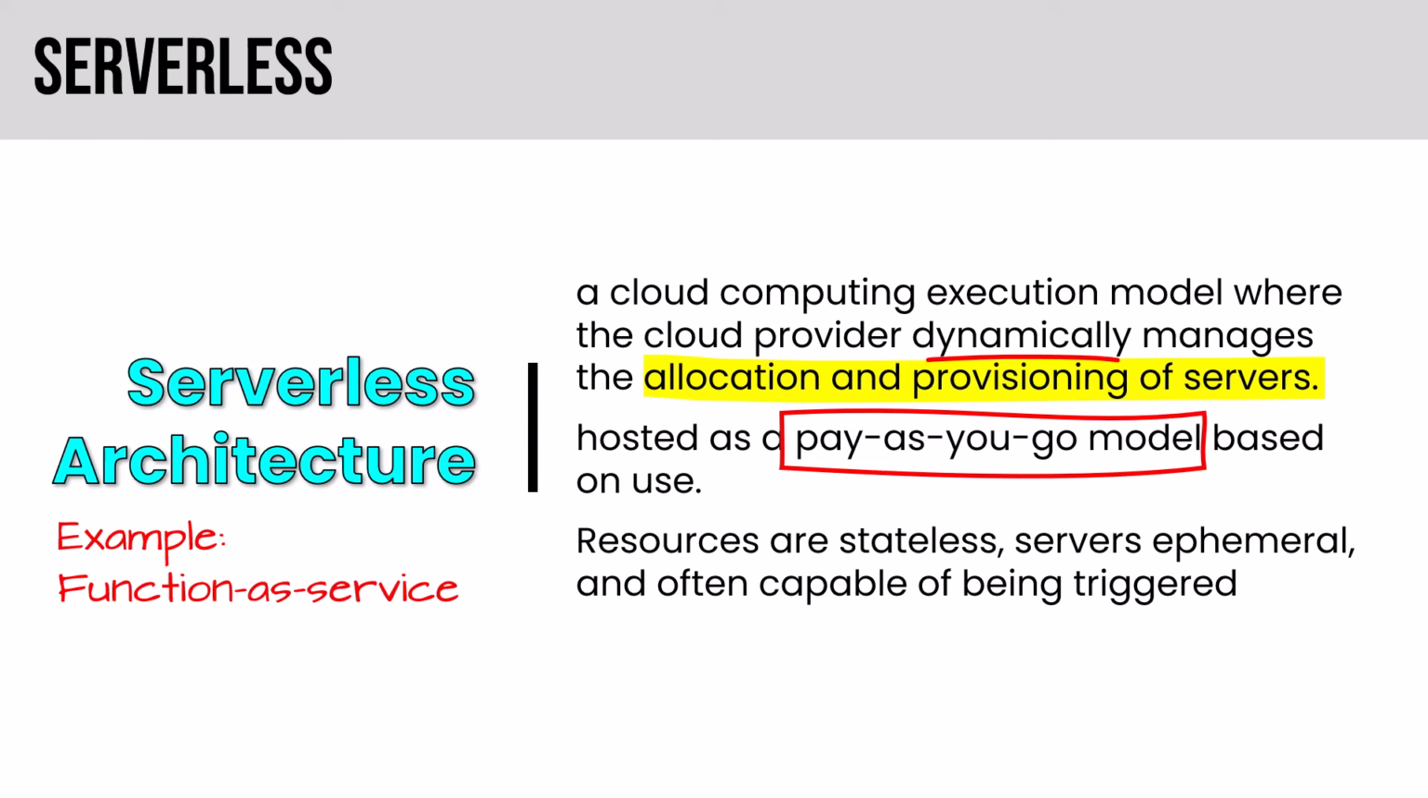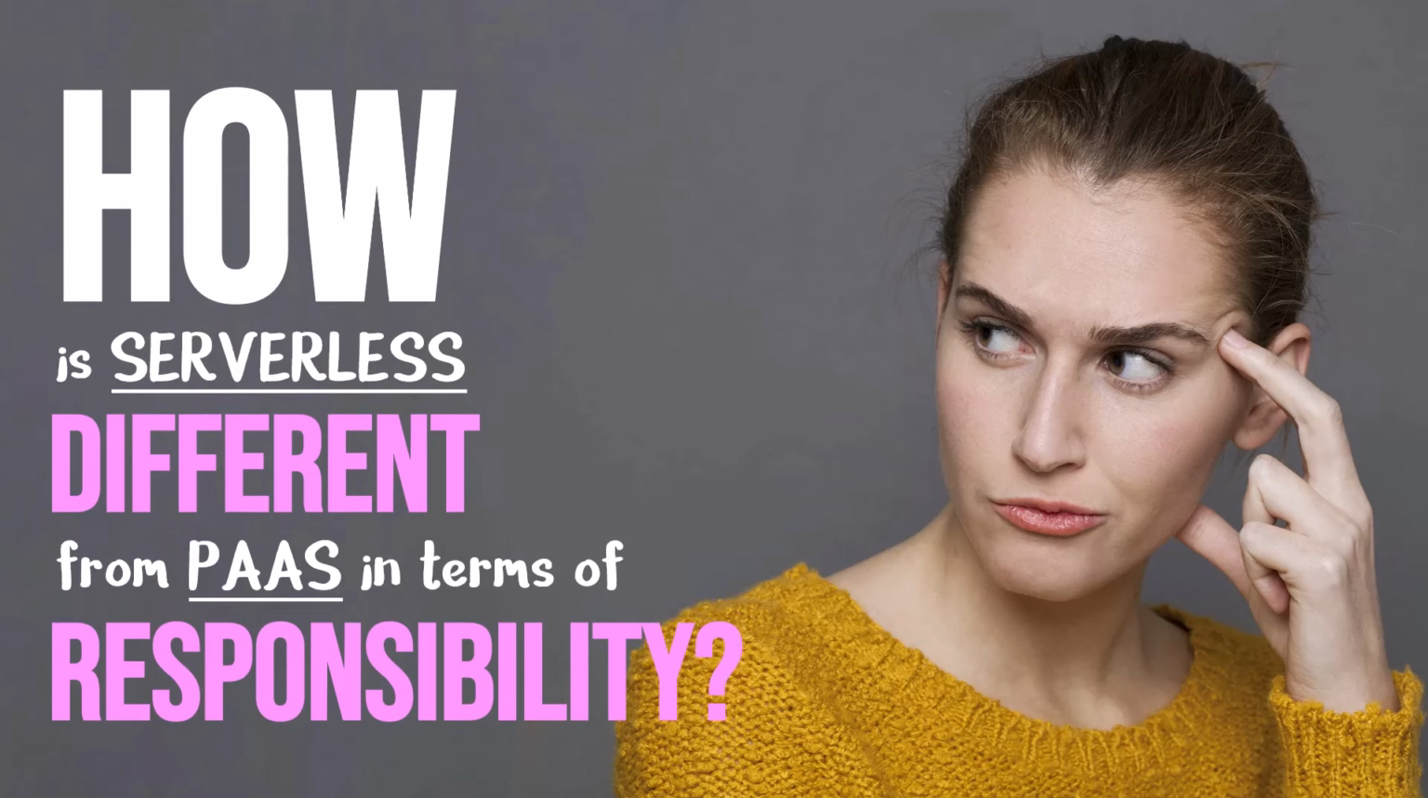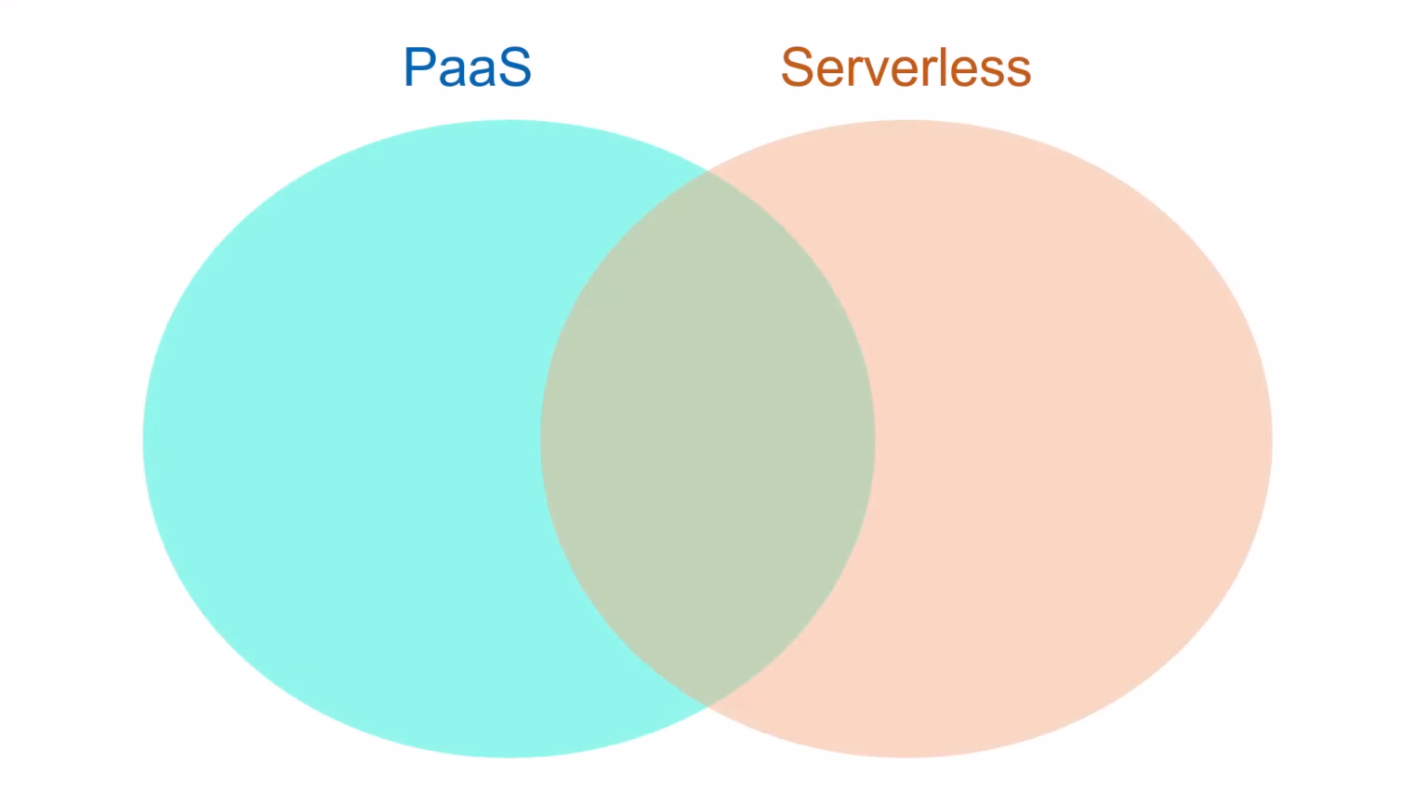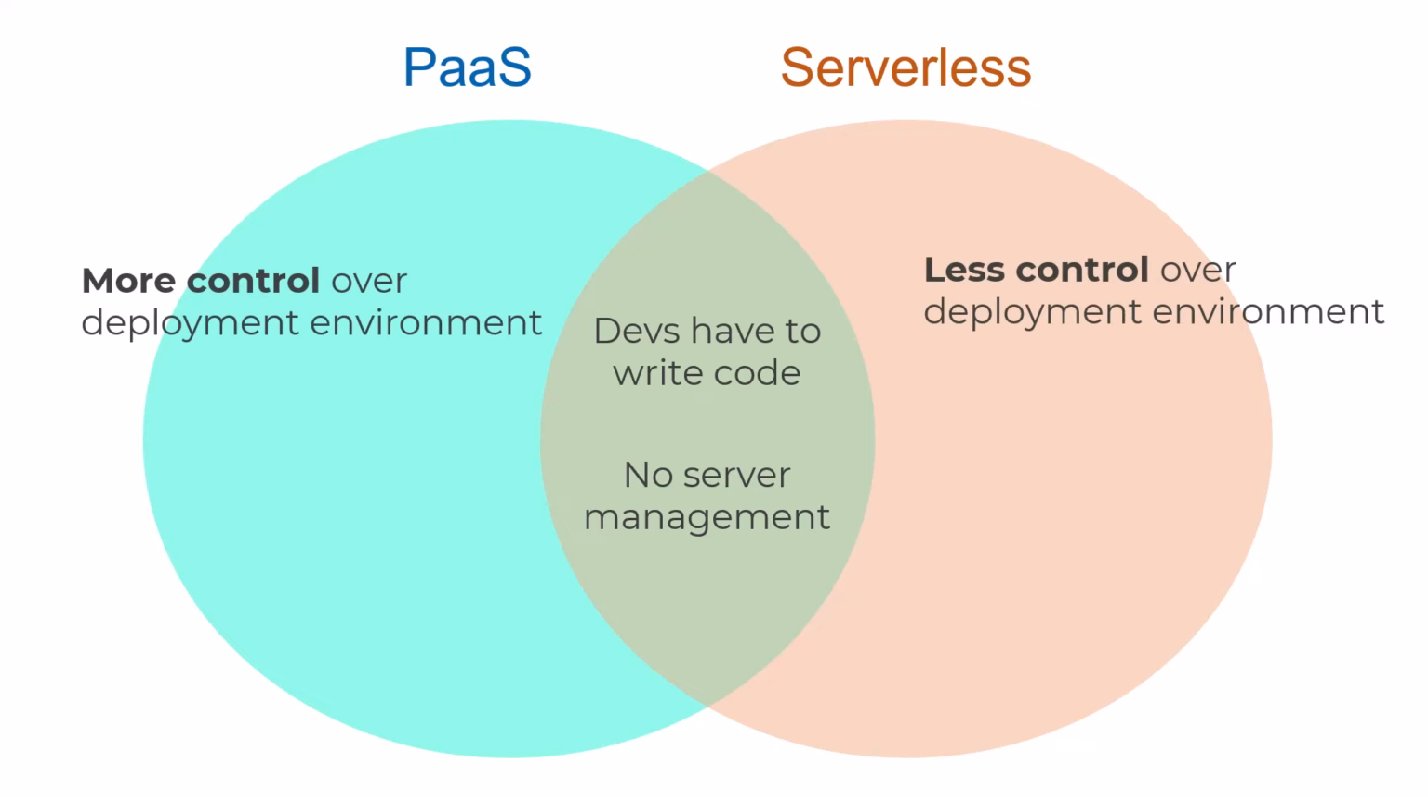So to appreciate serverless, I think it will help if we look at the difference in responsibility and execution between serverless and platform as a service. So let's talk about what they have in common and how they are different. So on the left I have platform as a service, on the right I have serverless. Now in both models, devs do have to write code. There's no server management, but there are some distinct differences as well. So in the PaaS model, we have more control over the deployment environment. We have less control in serverless.